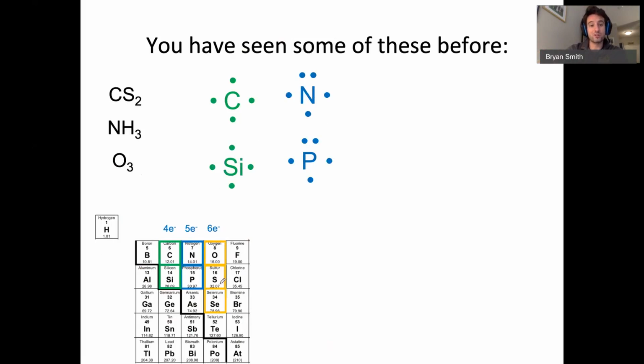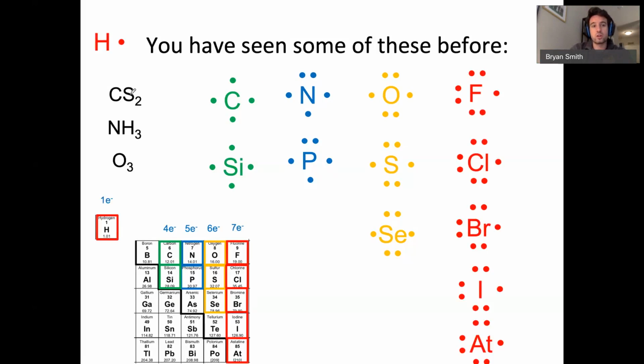Same thing is true for oxygen. Oxygen, sulfur, and selenium, they all have 6 valence electrons. So again, they're going to look the same. The dots will be the same, it's just the letters inside will be different. So CS2 would be the same as CO2. We did CO2 yesterday.